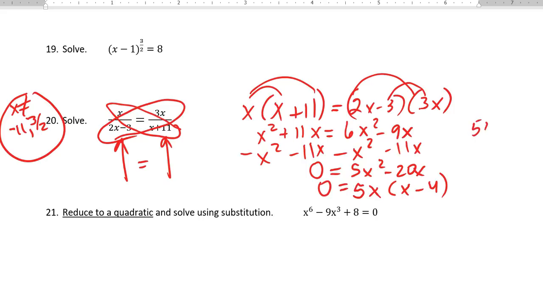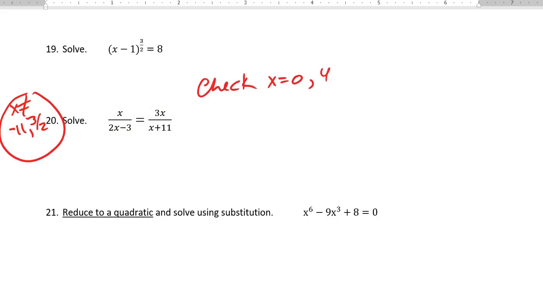And I get 5x is equal to 0, and x minus 4 is equal to 0. So my 2 answers will be 0 and 4. But whoa, you have to check, because for radicals and rational equations, you must check your answers. Sometimes you've done it correctly, but you've created extraneous solutions.